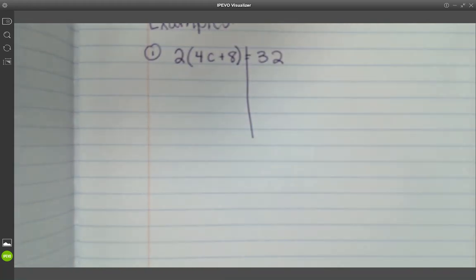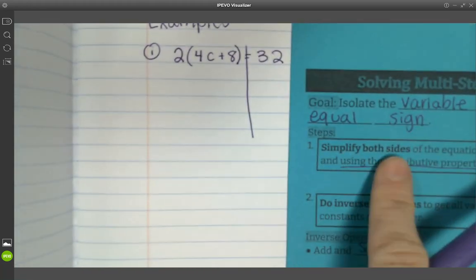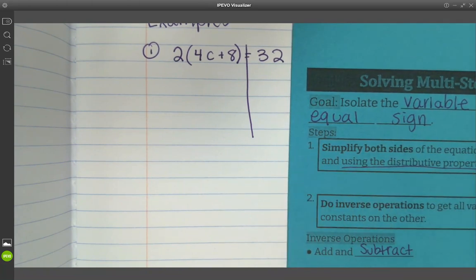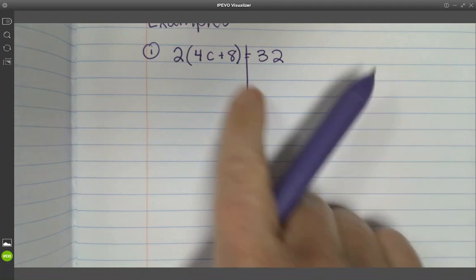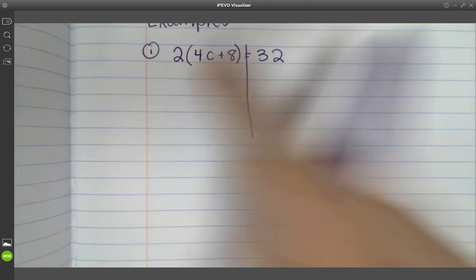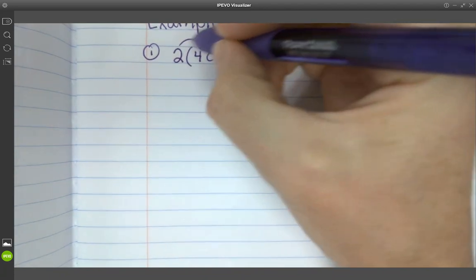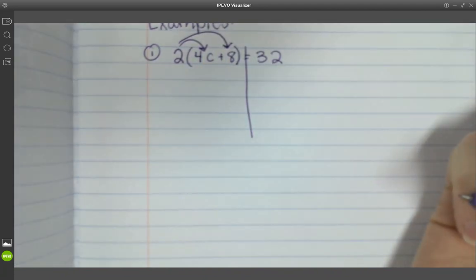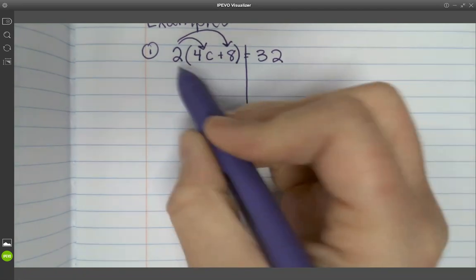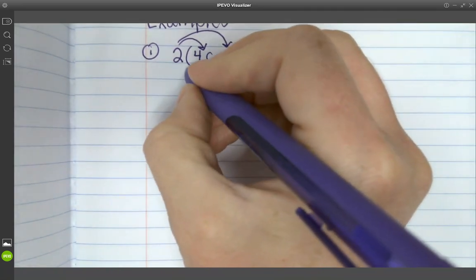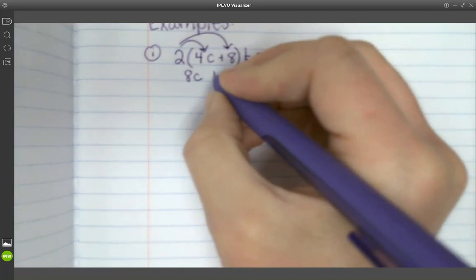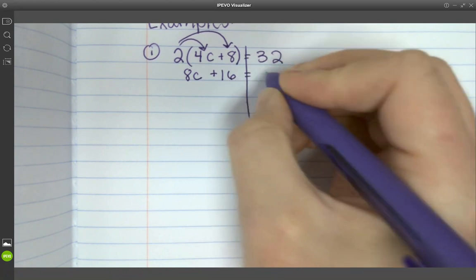Let's look at our instructions. It says simplify both sides of the equation using combining like terms or the distributive property. If we look at the left-hand side, in order to simplify this, we need to distribute. So show distributing by doing your arrows. And let's go ahead and do it. 2 times 4c is 8c. 2 times 8, so plus 16 equals 32.